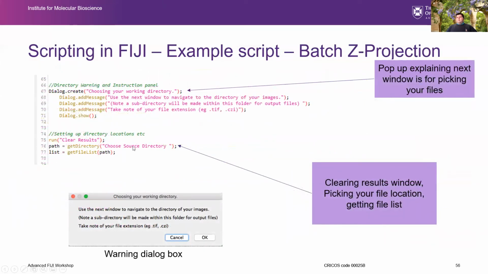Next, the user is going to be asked, where are your files? A warning box pops up that says you're going to navigate in the next window to find your images. Sometimes you might have a subdirectory made in this folder, and maybe you need to take note of what the file extension is. So that's the code for this window. And then this code should look familiar to you. It just says the path and the list. That's the two lines of code that always comes up before.